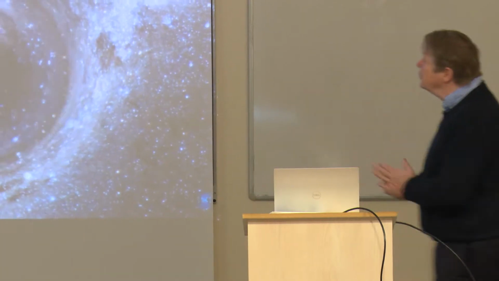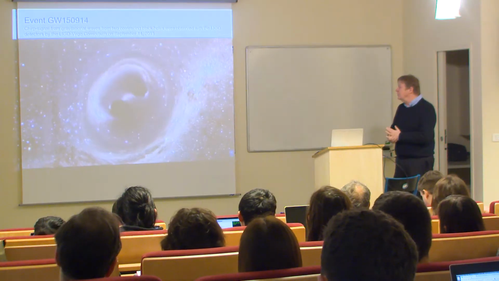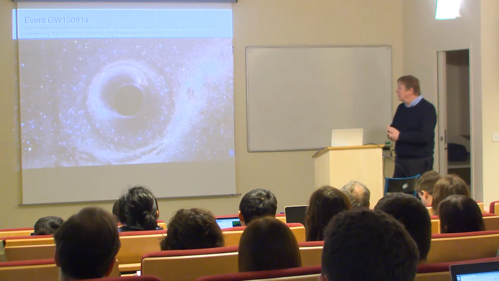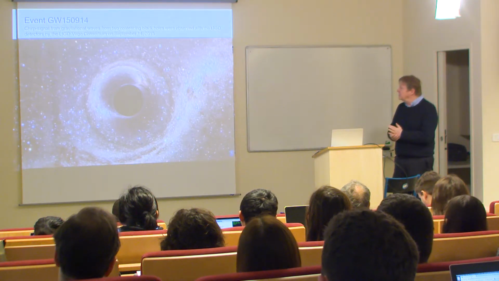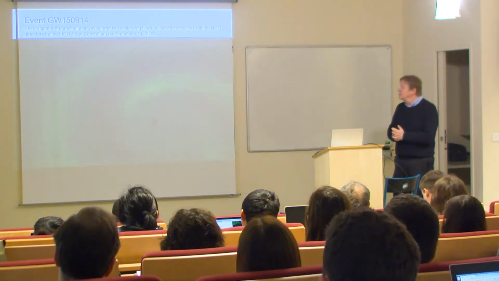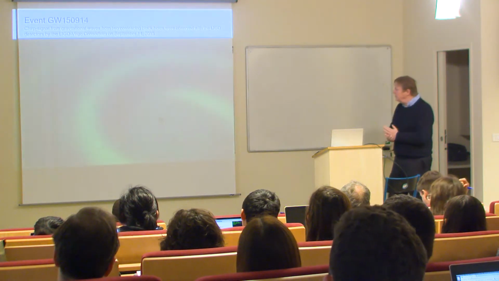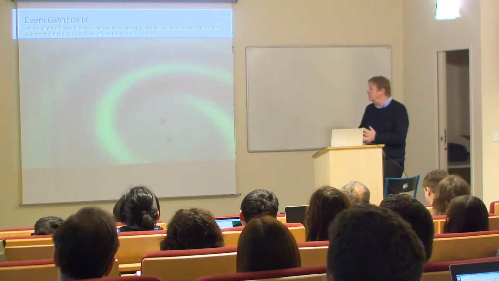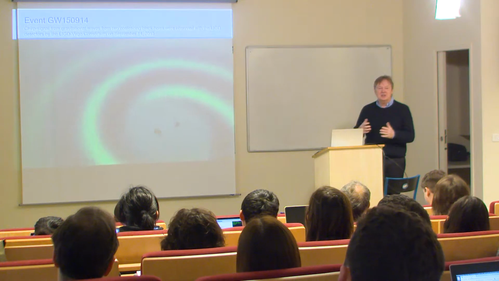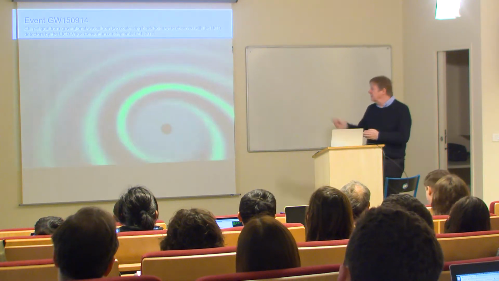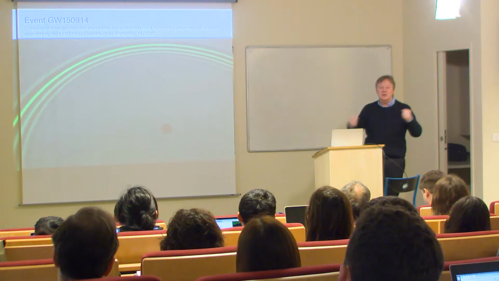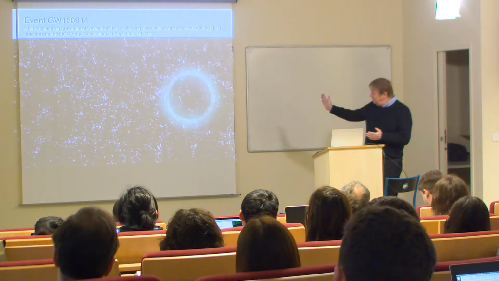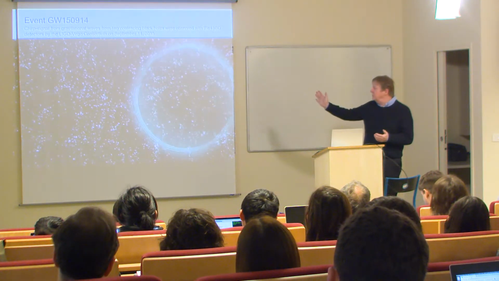So this first event that was detected on 14th of September 2015 was two black holes, about 30 solar masses each, at a distance of more than a billion light years. So that took a long time to reach Earth. And what you see depicted in green here are these gravitational waves. So space-time is very much deformed at this event, and space is stretched by hundreds of kilometers at the location of the event. But then, the universe is practically transparent for gravitational waves.